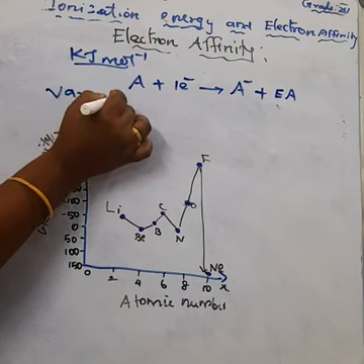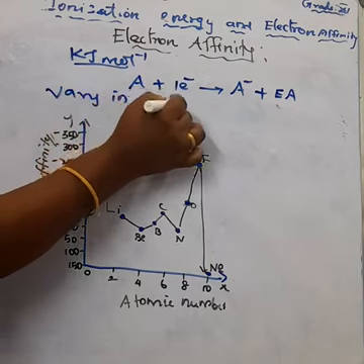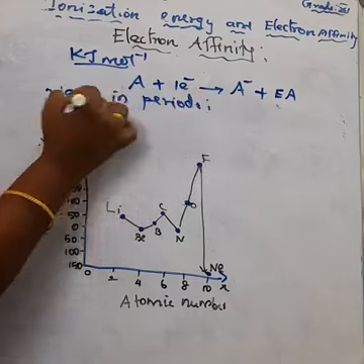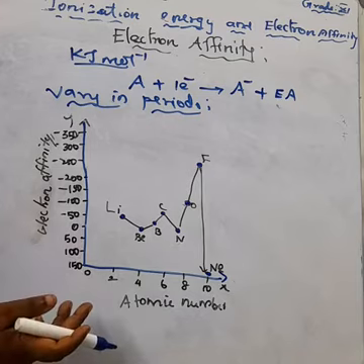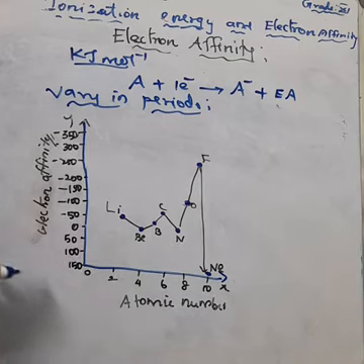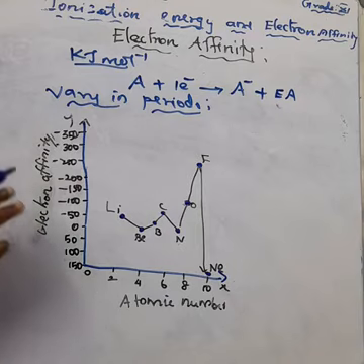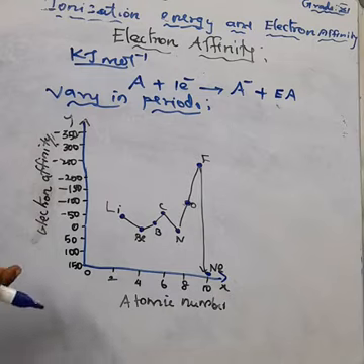Now we are going to study how electron affinity varies in periods and groups. When we move from left to right, the atomic size decreases. The atomic number increases, but the number of shells remains the same, so all the valence electrons are added to the same shell. So the atomic size decreases.